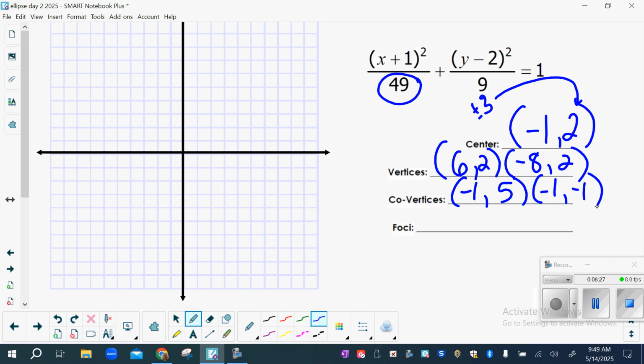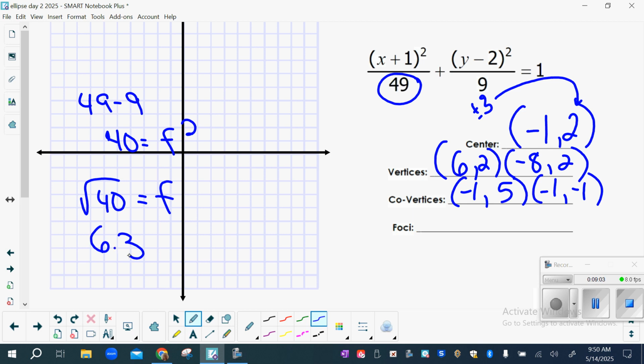Okay, big finish on this one, and this is where I need everyone to watch me real quick. A lot of times these won't be nice numbers. We know that f squared is 49 take away 9, so I'm going to get 40 equals f squared. I don't want to use the square root of 40, so I'm going to get a calculator and get a nice little decimal approximation, which is going to be 6.3. You have 2 choices.